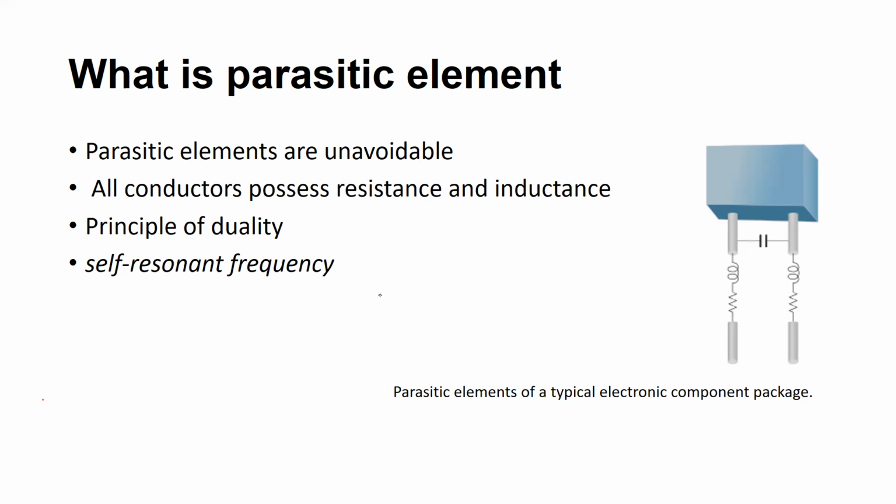And this time we are going to discuss a very important topic in electronics, and that is: what is a parasitic element? So in electronics, you have a variety of components. We call them electronic components, and those components have their packaging. For example, your capacitor, your resistor, and your inductor, and you have a diode, you have a transistor.